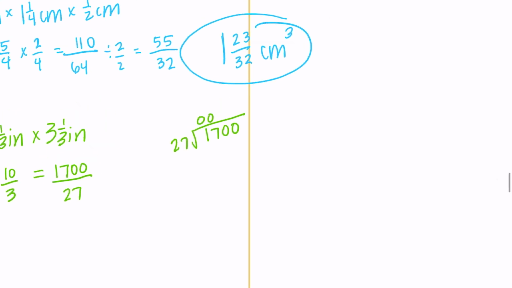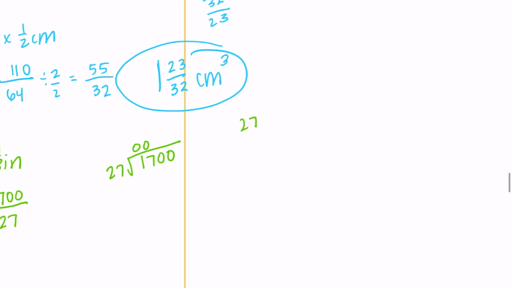How many times can 27 go into 170? I don't know. Let's try 6 or 7. 7 times 7 is 49. 7 times 2 is 14, plus 4 is 189. So that's too big. I'll have 6 groups instead of 7. 162. So it can go in 6 times. So minus 162. 170 minus 162 is 8.